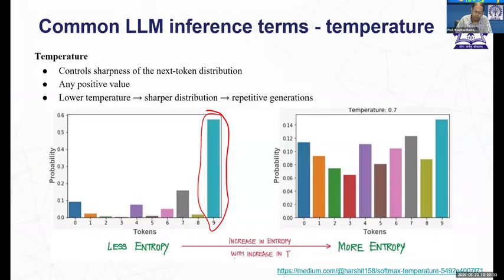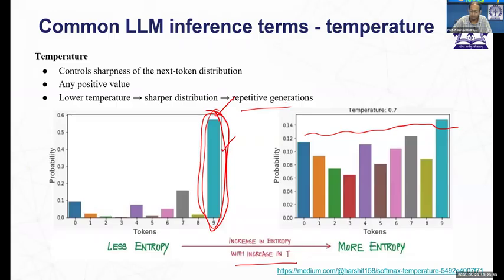On the other hand, if you increase the temperature value, all the words become more or less equally probable. For example, this distribution is becoming more or less uniform compared to this kind of peak distribution. So if you lower the temperature, you get a sharper distribution. Sharper means one particular token will be favored. And what is the issue with that? If you try multiple times, you might get the same thing. That is why it is called repetitive generation.